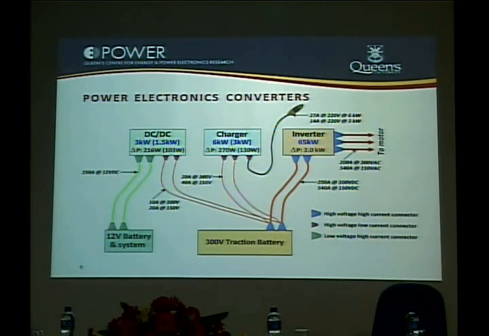So now, coming back to the real power electronics here. This is a typical diagram, and it basically shows the various voltages and currents which are going through the system here. And so here we have the high voltage, high current system, as well as the low voltage, high current system.